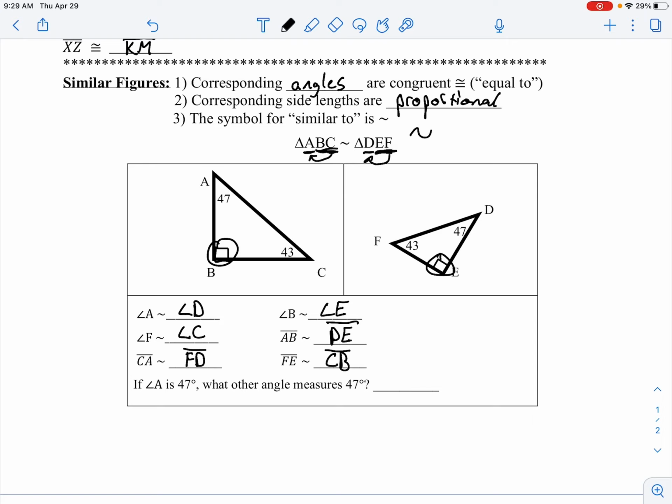Alright, and so if angle A is 47 degrees, what other angle measures 47 degrees? Well, all we got to do is look at the names up above again and see that angle A is the same as angle D. So we're going to say angle D. We could also tell by looking at the shapes because it has our angles labeled. So 47 here is A and 47 here is D, just like we said down below.